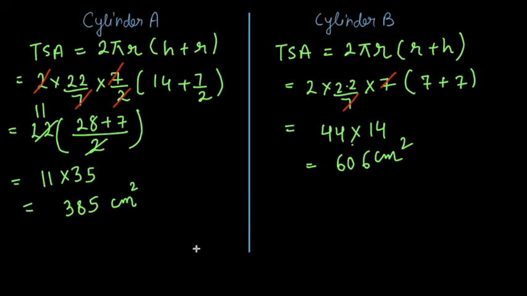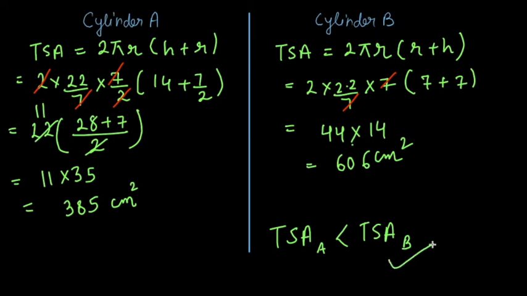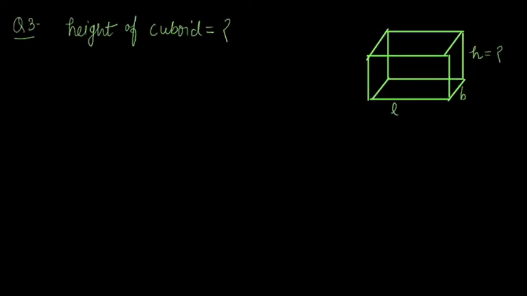So it means from here I can conclude that TSA of cylinder A is less than TSA of cylinder B, right? And in the previous page, if you see, we have calculated that the volume of cylinder B was greater. In this we have calculated that yes, the TSA of cylinder B is also greater. So this was question number 2, in which we have solved 3 parts. So we can conclude that the cylinder with greater volume has greater TSA as well. Okay, let's see question number 3 of this exercise.